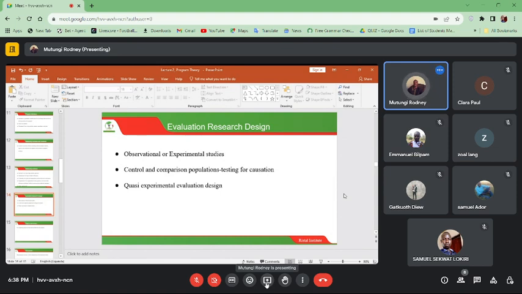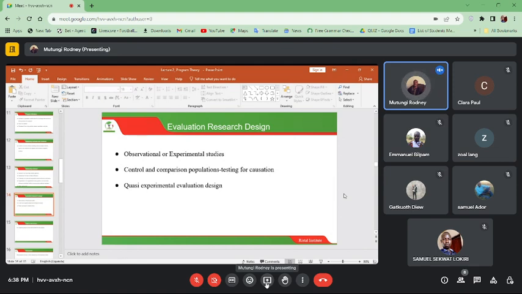quasi-experimental evaluation design. So this one might also be having two groups, like that town X and Y, but in this case, people are not randomly selected. Okay, so you do not randomly select who takes part in this evaluation design. So it is basically on the will of these people who would want to take part.